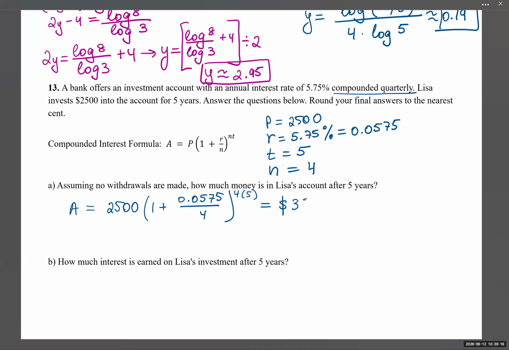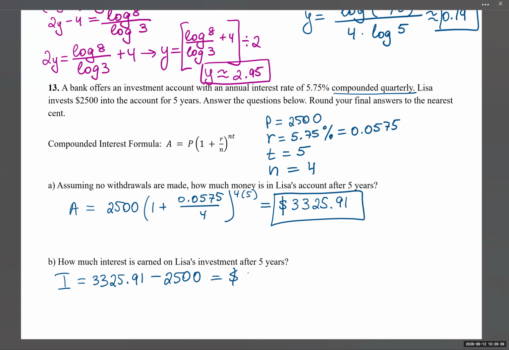That is $3,325.91. Now, in order to find the interest, we have to take the money that's in the account after 5 years and subtract the original amount that we put in. And that will be $825.91 in interest.